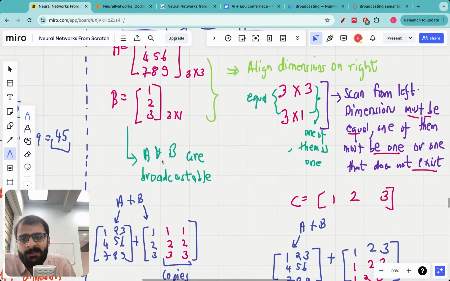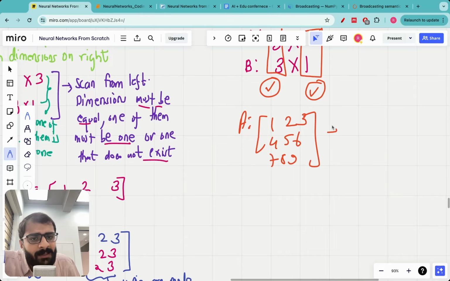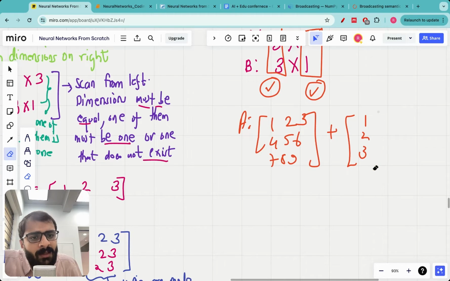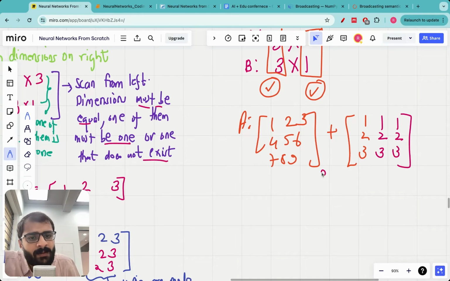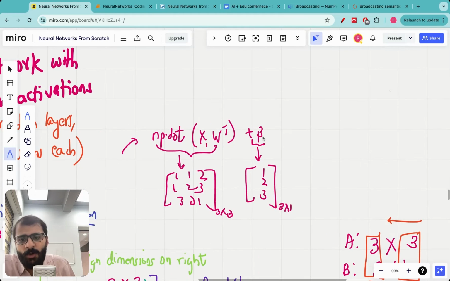So let's say you have a plus b, and a is 1 2 3 4 5 6 7 8 9, and b is 1 2 3. The way Python does this summation is that it says, no problem, I'll just expand b by replicating its values so that the size of b matches the size of a, and then you can do this summation operation, like you would always do, add 1 and 1, 2 and 1, etc. Now you can do this summation.